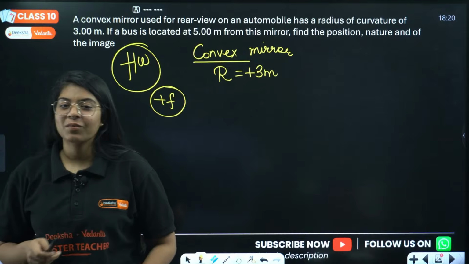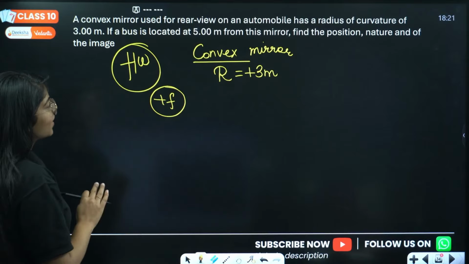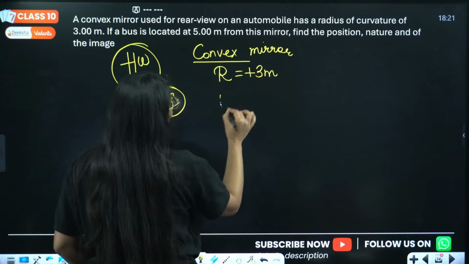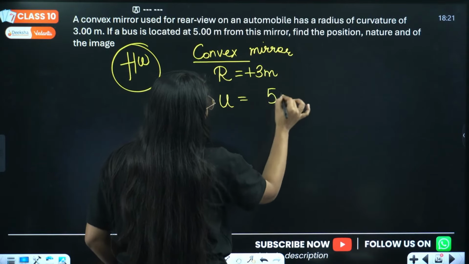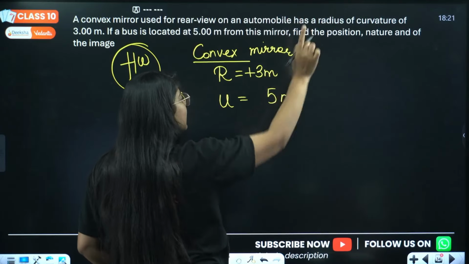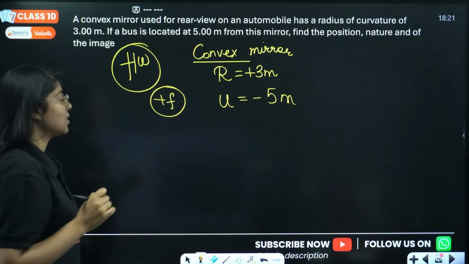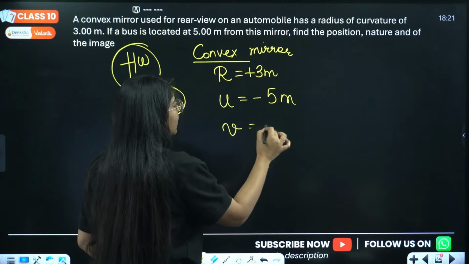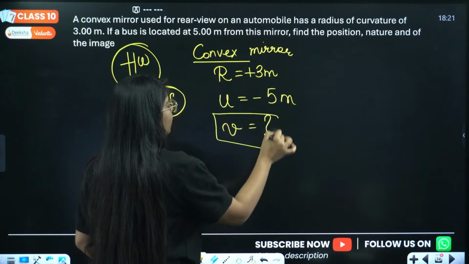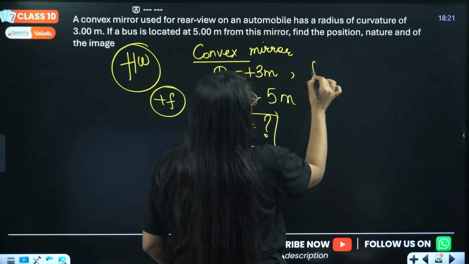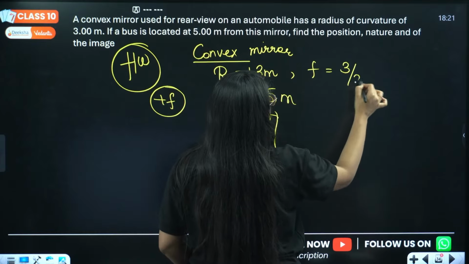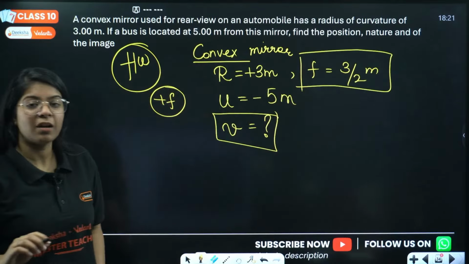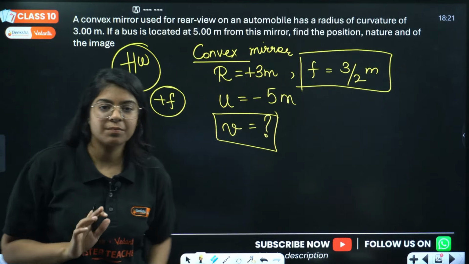Okay. Everyone, listen to this. This is the next question. If a bus is located at 5 meter, now we are given an object. Now, object is always taken as negative. So, u is -5. Find the position and nature of the image. We are given the focal length, that is 3/2 meters. Very easy question. Just use the basic mirror formula and get the answer, right?